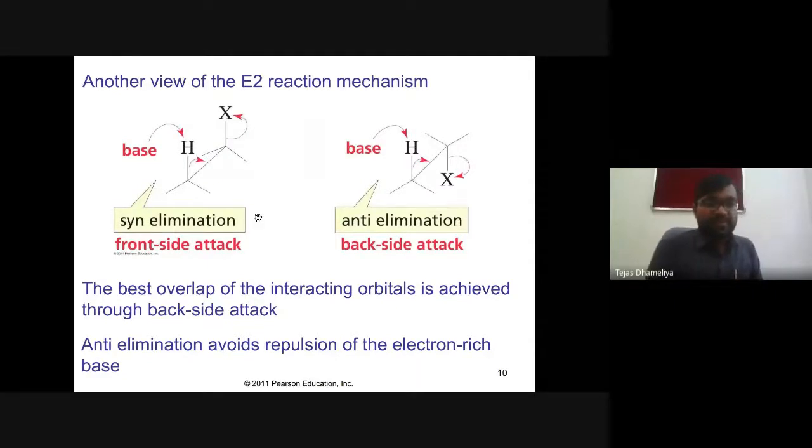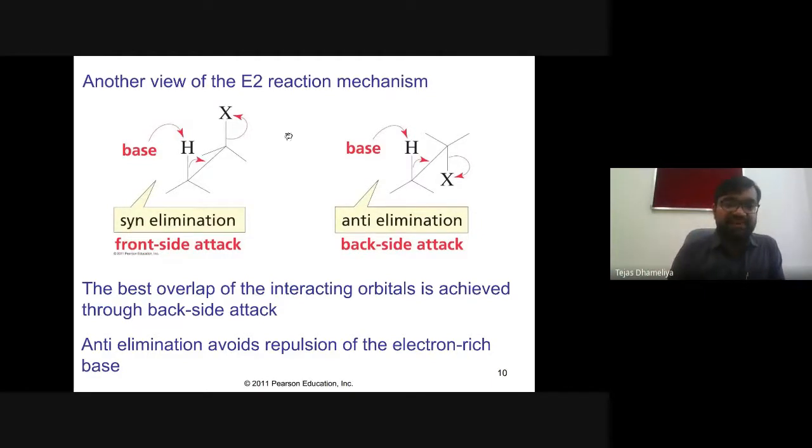This is another view, but this time it is shown without the Newman projection. This time it is using the wire formula, also called the Endiron formula. We can see from here that the base will attack from the top side. This hydrogen will make a carbon-carbon double bond upon its departure, and this X will leave. Both hydrogen and halogen are on the same side.